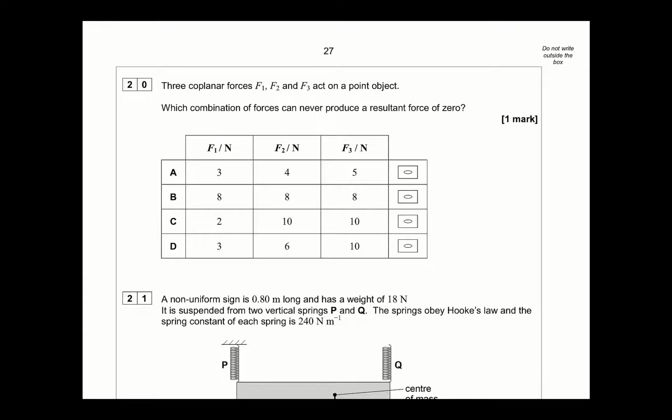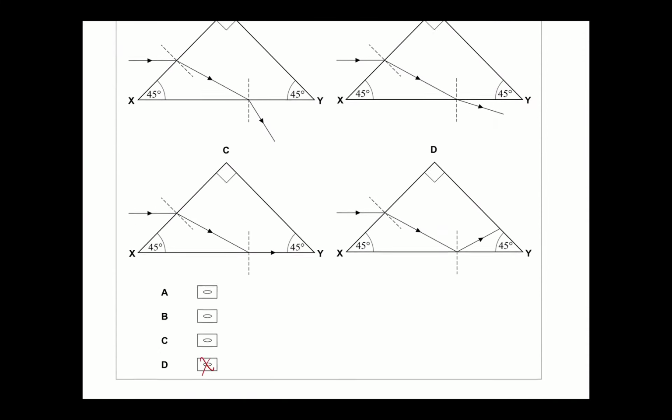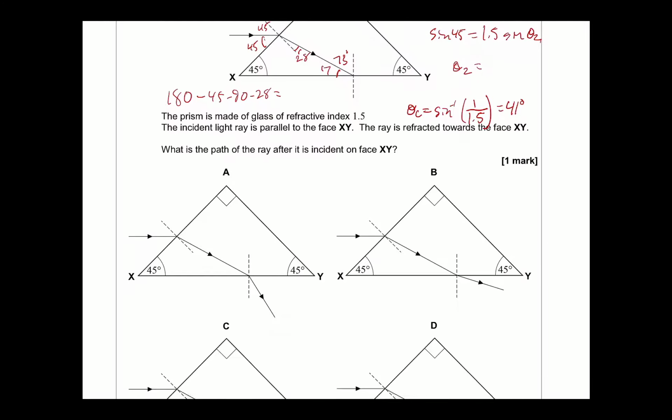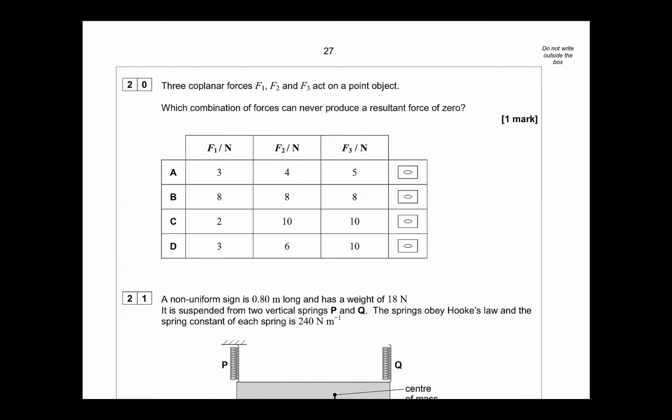And actually, I'm going to double check that that's right, because if that's wrong, I'm going to be upset. That was question 19. Yes, it is D. Okay. So, 3 coplanar forces act on a point object. What combination of forces never produce a resultant of 0? Well, 3, 4, and 5 definitely can.